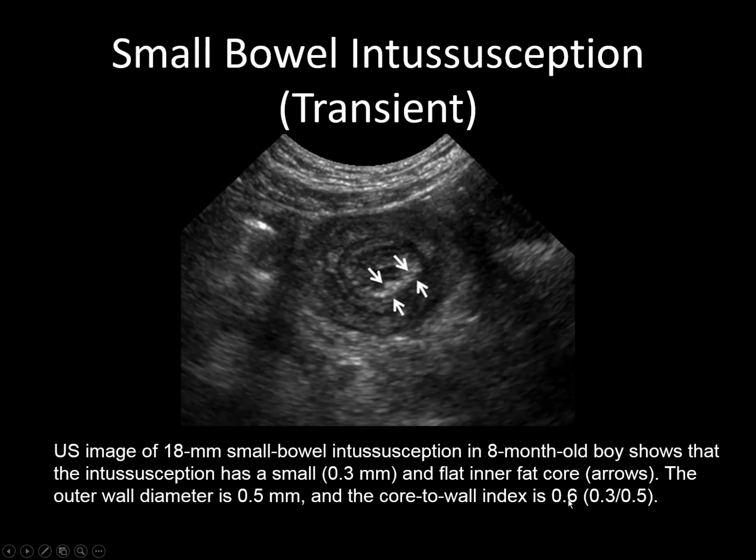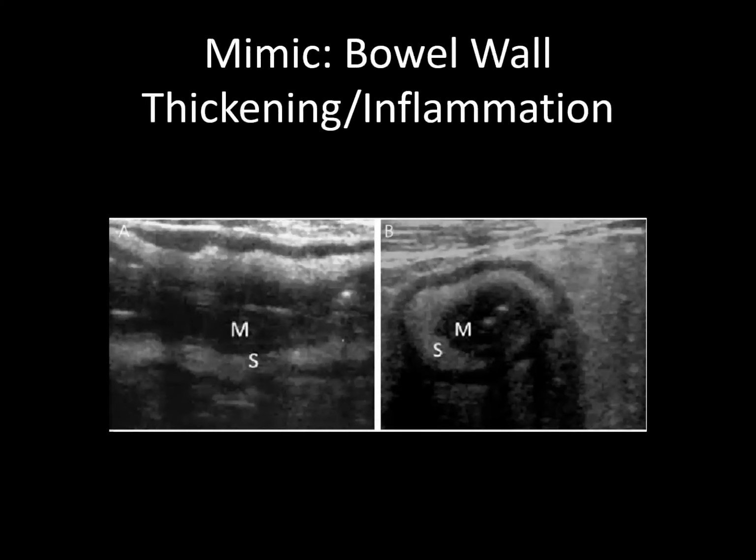They measured it as 0.6, and I would argue that it's enough to just eyeball, instead of actually putting the numbers in, just eyeballing the fat versus the outer wall to tell if it's greater than 1 or less than 1. And again, that's very accurate in terms of identifying ileocolics versus small bowel intussusceptions. Let's go over some mimics now that can trick us.